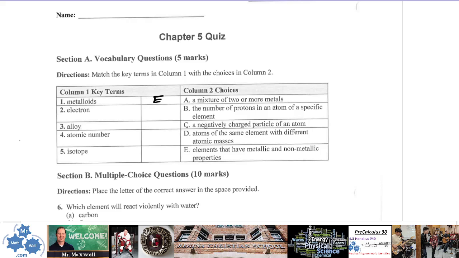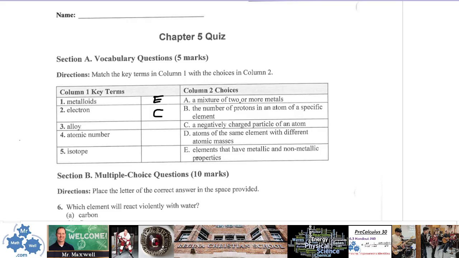Yeah, okay, I gotcha. Electron. What's an electron? Ooh, I'm seeing number C. Number C, I like that. What's an alloy? A. A mixture of two or more metals. D. A. And then next one's D.